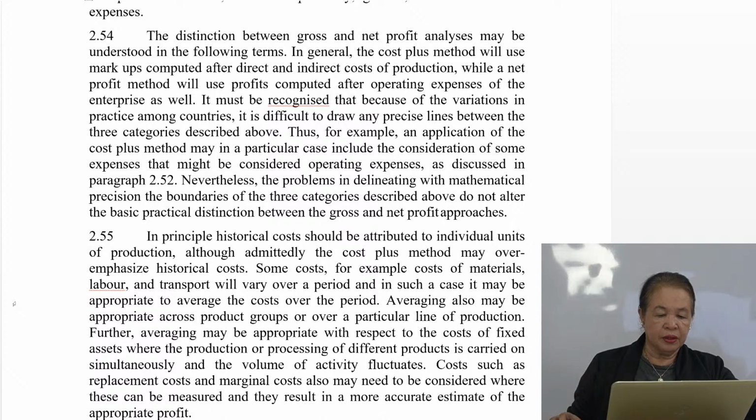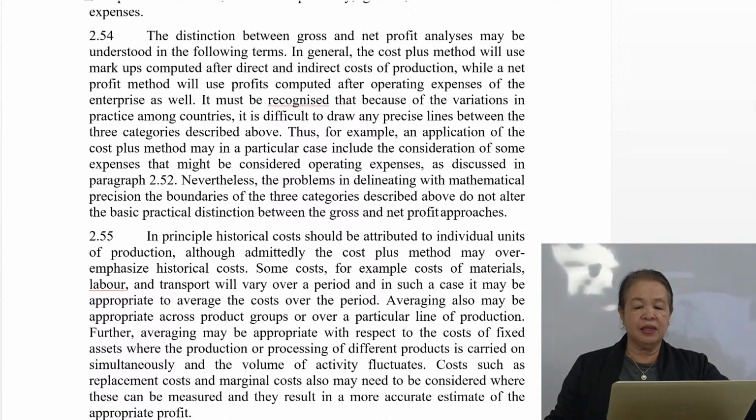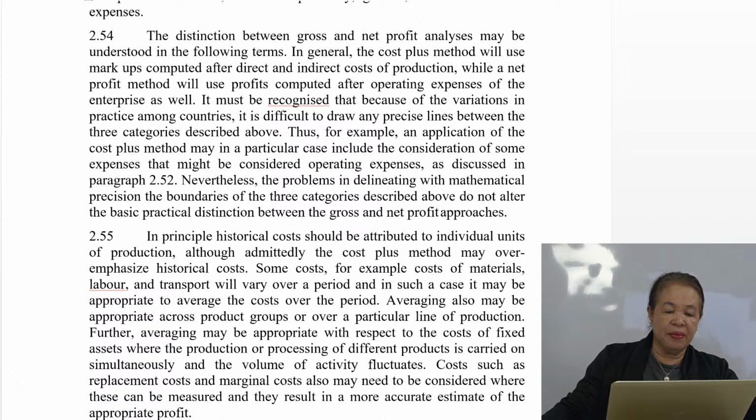Nevertheless, the problems in delineating with mathematical precision the boundaries of the three categories described above do not alter the basic practical distinction between the gross and net profit approaches. So ano yung gross profit approaches natin na method, the resale price and the cost plus. The net profit approaches natin yung profit split and the transactional net margin method. Okay.